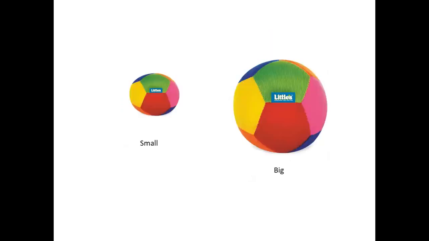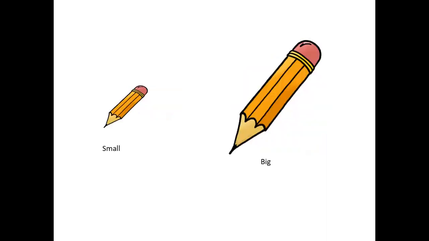Yes, our favorite one, right? Ball. How many balls are there? Two balls. The first ball is small, the second ball is big. Can we repeat it together? The first ball is small and the second ball is big. Pencil. In this example, the first pencil is small. The second pencil is big. The first pencil is small and the second pencil is big.